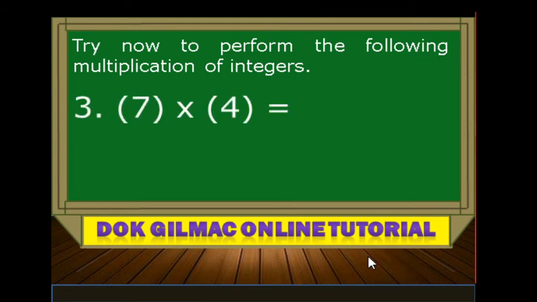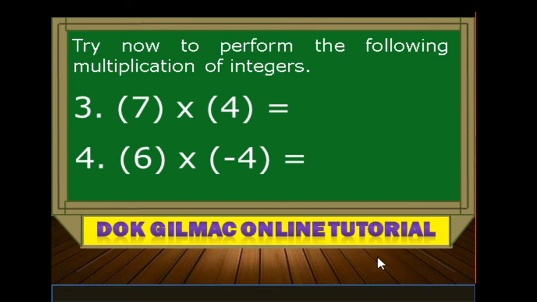Number 3, 7 times 4. They are both positive, so that is simply equal to positive 28. Number 4, 6 times negative 4. You are multiplying unlike signs again, so that is simply equal to negative 24.